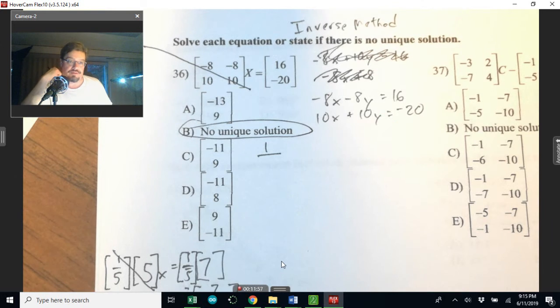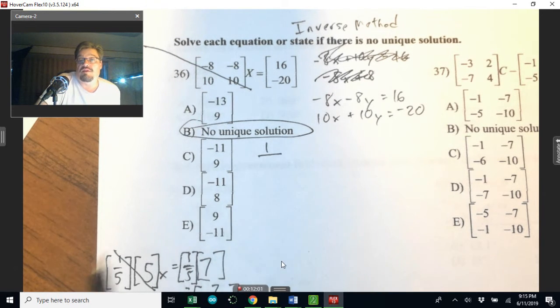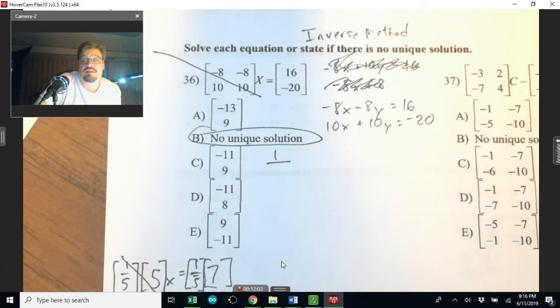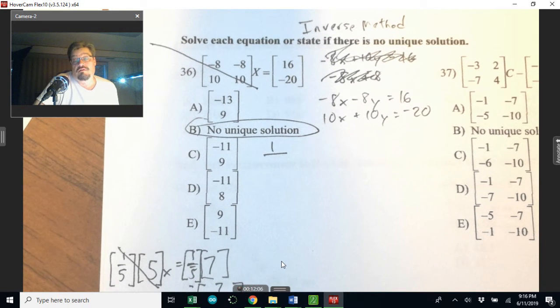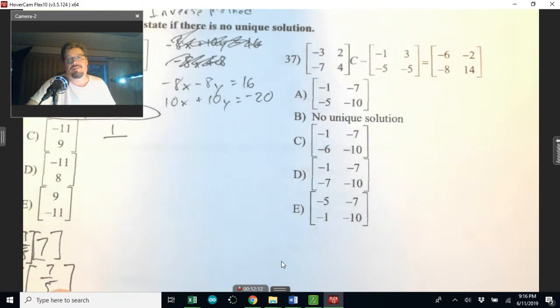So no unique solution. Now some of you might have forgotten about the determinant, started switching things, started multiplying, and you think you're doing it wrong because you don't see your answer, and it sucks. But do that determinant first because that's what it does. It determines whether or not you have a solution to begin with. Okay, so keep that in mind.